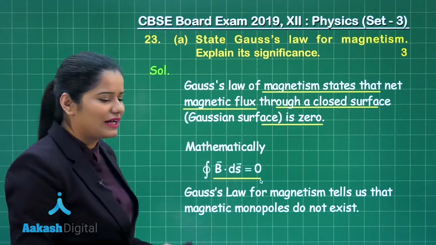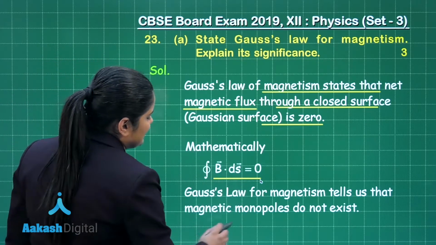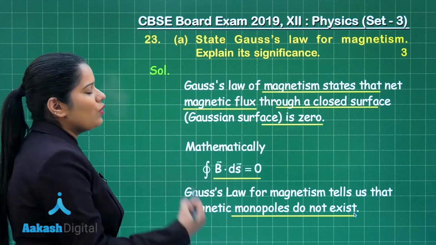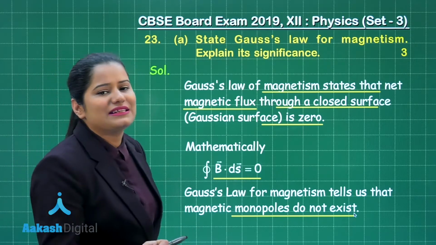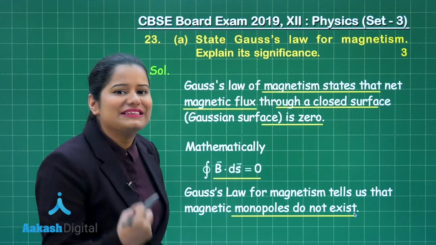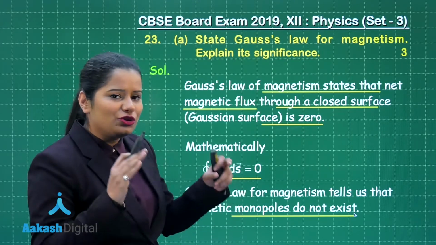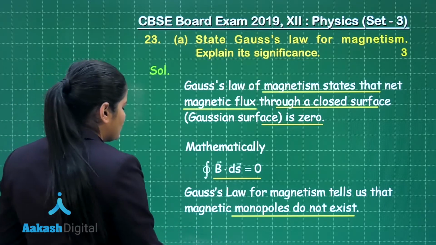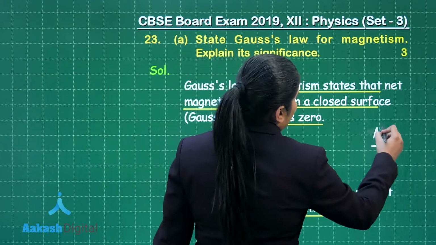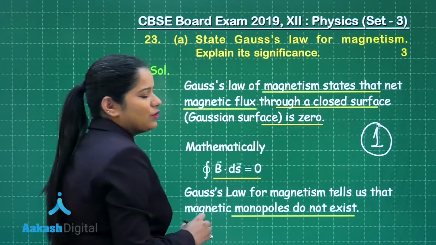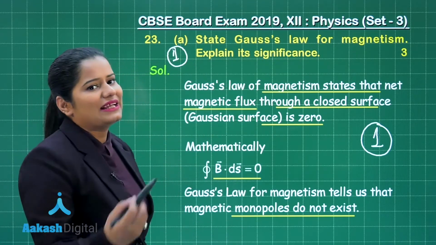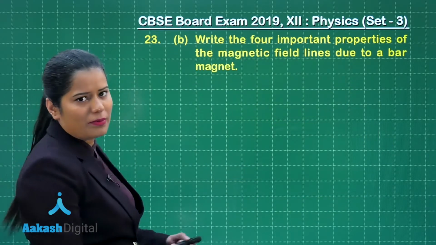What is its significance? Its significance is that monopoles do not exist. So basically this Gauss law of magnetism tells us about the non-existence of monopoles, and if you have written this as the answer in your exam, then you are going to score 1 mark, because this part of the question was for 1 mark. Okay, let's have a look at the second part of the question, which holds 2 marks.